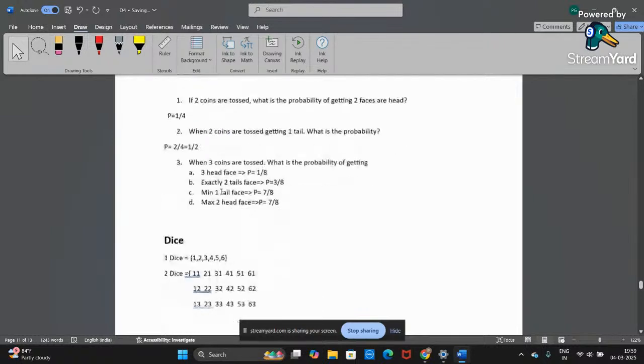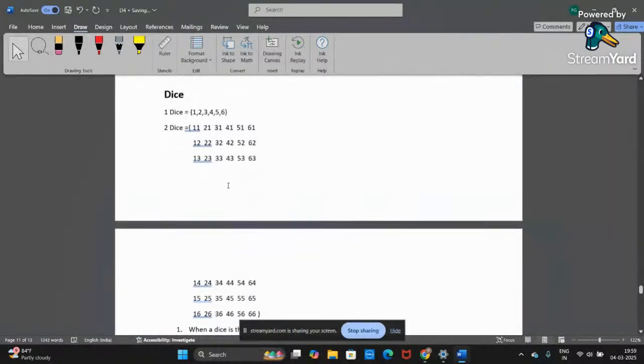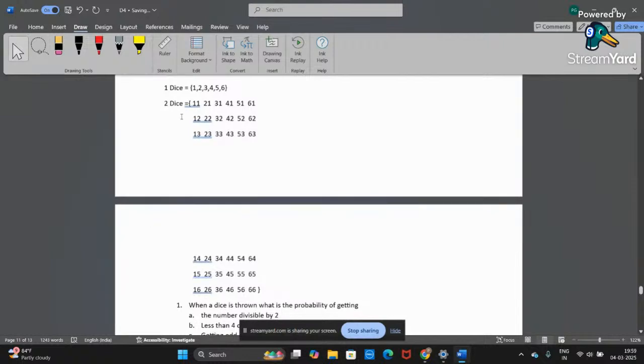Okay, now let's move on to dice problems. When one dice is rolled, the outcomes are 1, 2, 3, 4, 5, 6. When 2 dice are rolled, there are these many options. Here we'll get 6 options. In this, when 2 dice are rolled, we'll get 6 times 6, that is 36 ways.